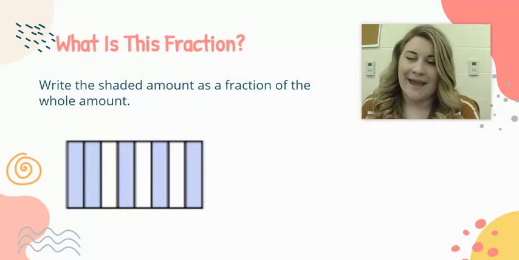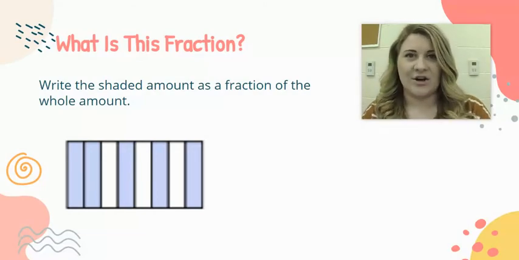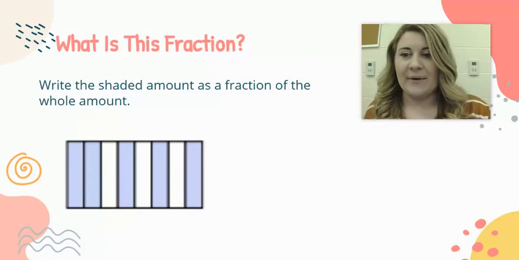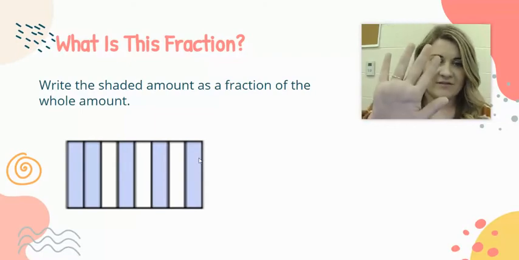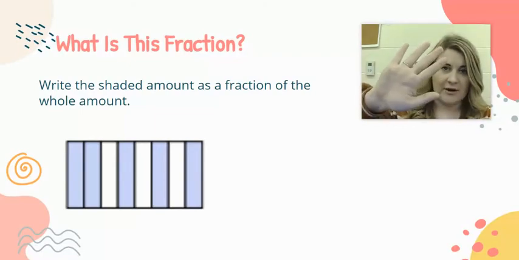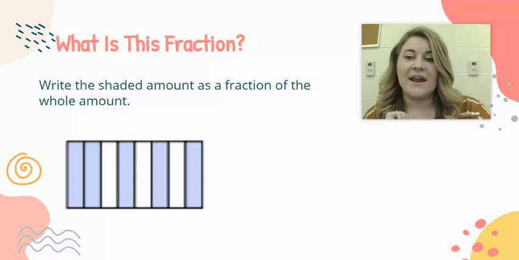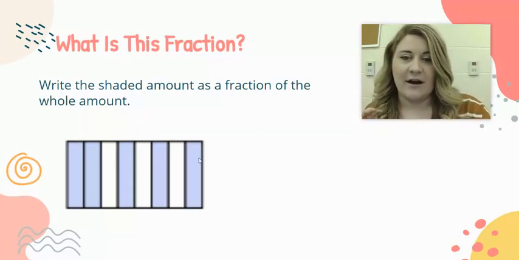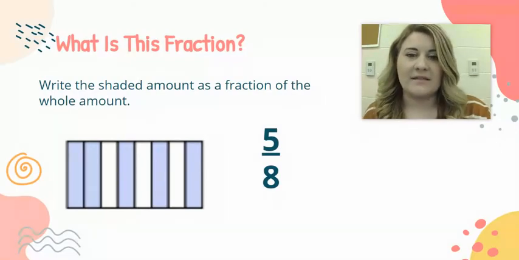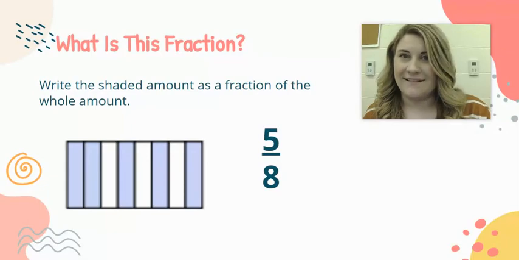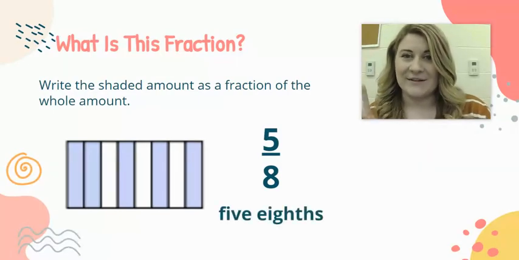And then we're going to count how many are colored in as our numerator. We have 1, 2, 3, 4, 5. So we have 5 colored in. So 5 is going to be our numerator on top. And then 8 is going to be our denominator on bottom. So 5 out of 8 pieces are colored in. How would I read this fraction? If you said 5/8, you are correct.